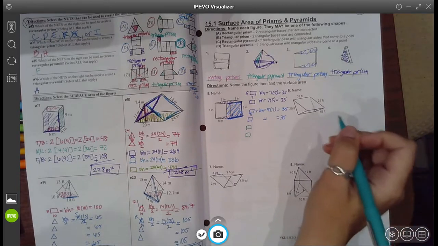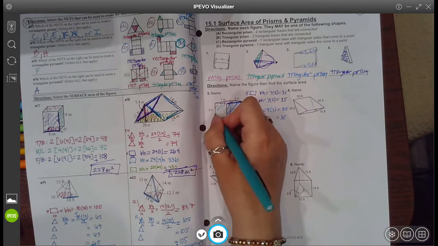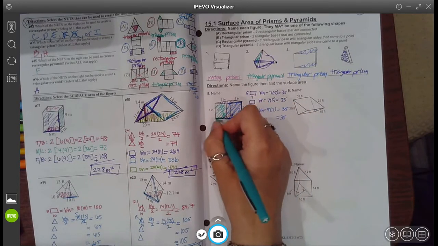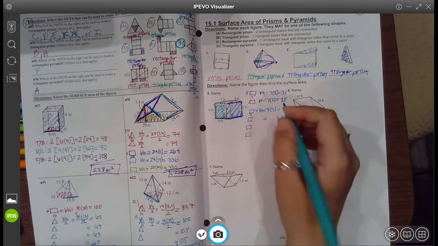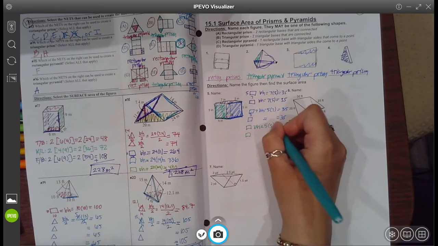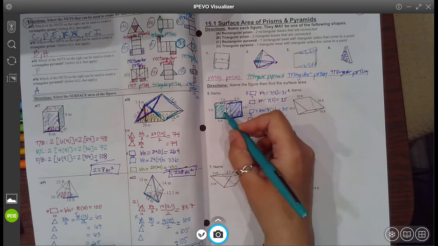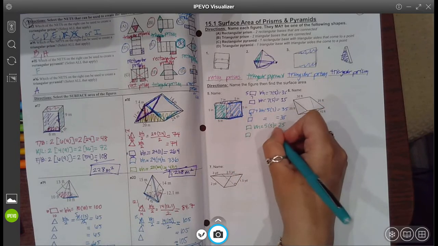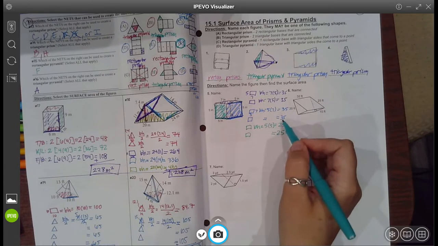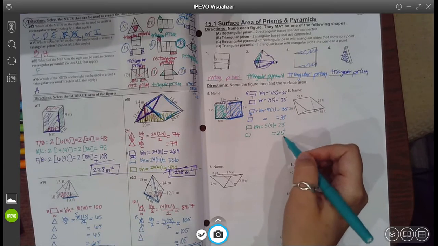Okay, now I still need 2 more rectangles. Where are they hiding? They must be the left and right side. So what's the measurements of this right here? Well, the bottom part is 5 and the height is 5. So base times height is 5 times 5, which is 25. And whatever the left is, that right side is going to be the same. So you have 2 35s again, and 2 25s.